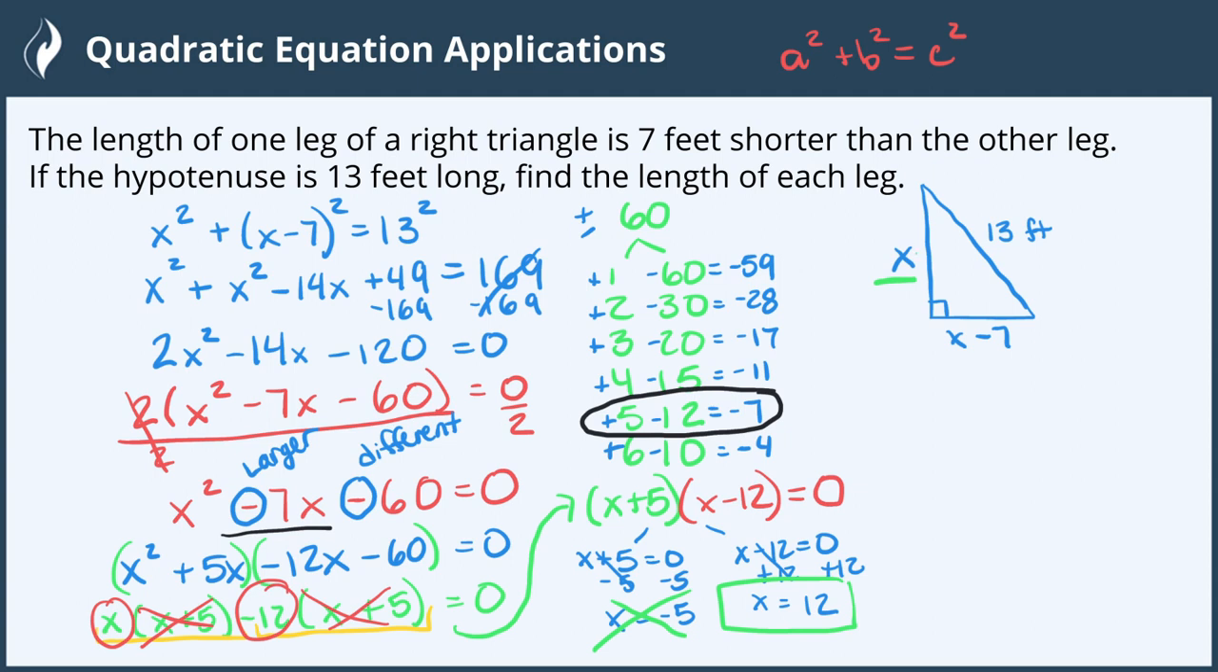That means that the longer side of the two legs of the triangle is 12 feet. To find the length of the shorter side, we'll substitute 12 in for x. 12 minus 7 is 5, so we end up with a length of 5 feet. So the lengths of both of these legs of the triangle are 5 feet and 12 feet. And now we're all done.